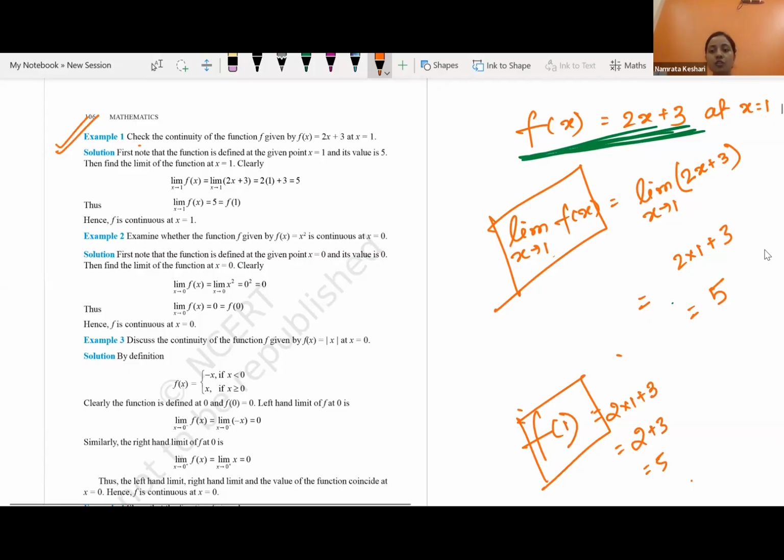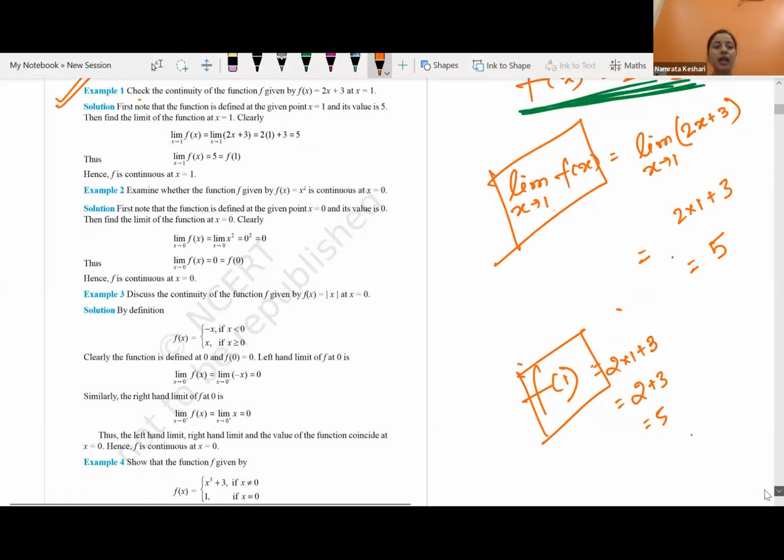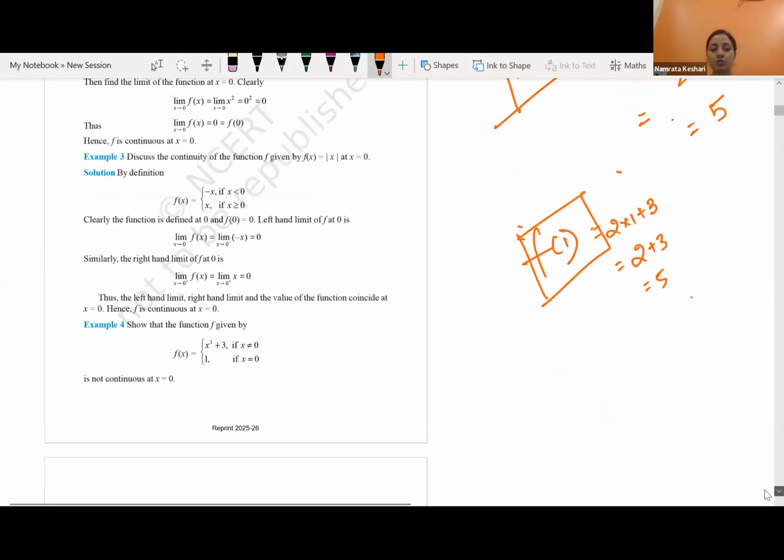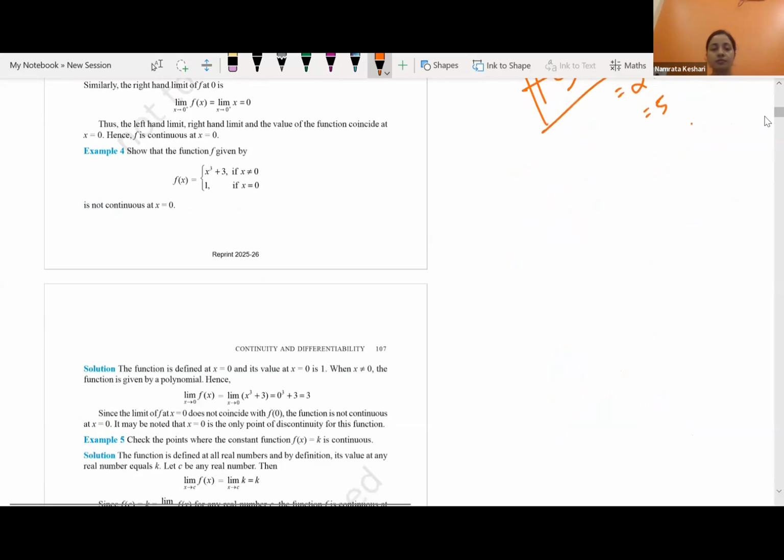Okay. You can check example number 1 after the class. You will understand. Okay, Miraj? Now we'll be doing a few questions from the exercise. First, we'll be doing level 1 questions. Then I'll be moving to level 2 questions.